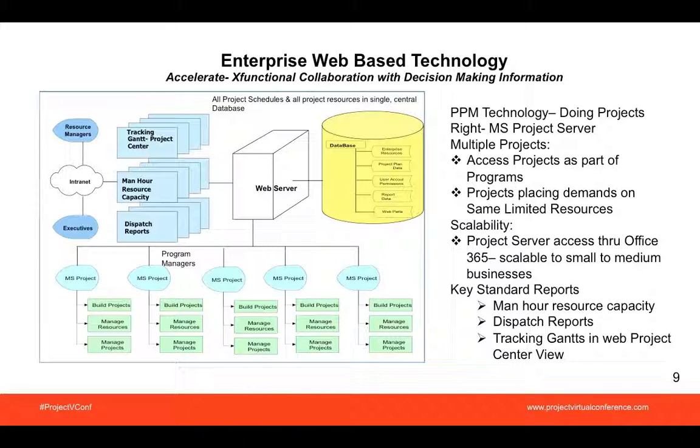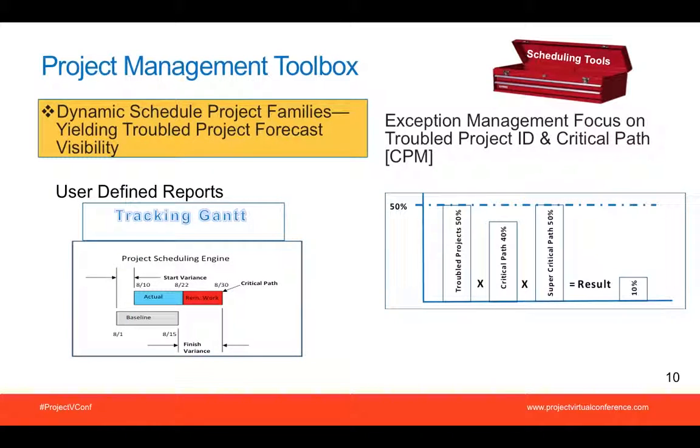So next, let's look at how we're going to leverage EPM by application solution techniques to the industry's capital expenditure program and project needs. This is represented by the scheduling toolbox in the upper right-hand corner, which consists of several things. The key thing is a dynamic schedule project family, which will yield a troubled project forecast visibility that most people never attain. So the key to this methodology for these templates is that projects are forecast accurately. They will identify troubled projects early in the cycle, and it allows the program manager, the executive, to recover early.